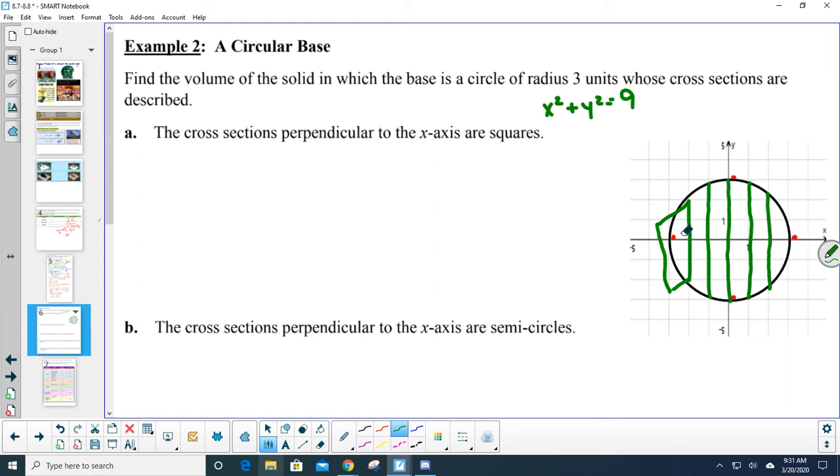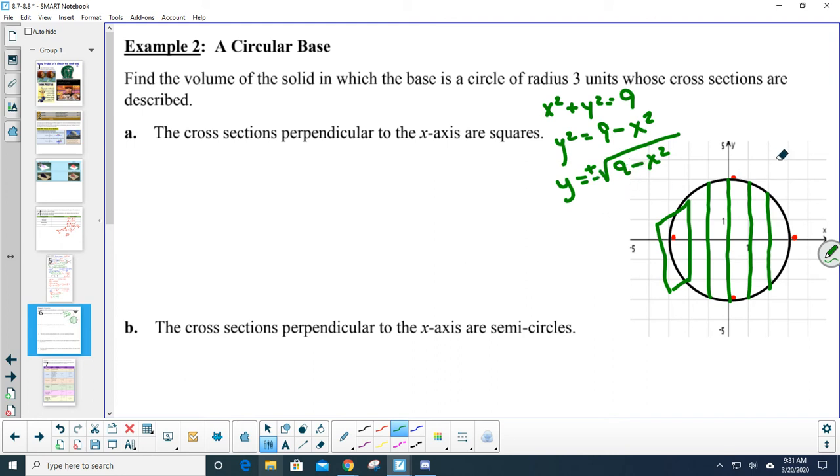But here's my deal. To get my side right here, don't I need top minus bottom again? So I'm going to have to say y squared equals 9 minus x squared. Y equals the square root of 9 minus x squared. And I had a really good calculus teacher that told me that I had to put a plus or minus there.